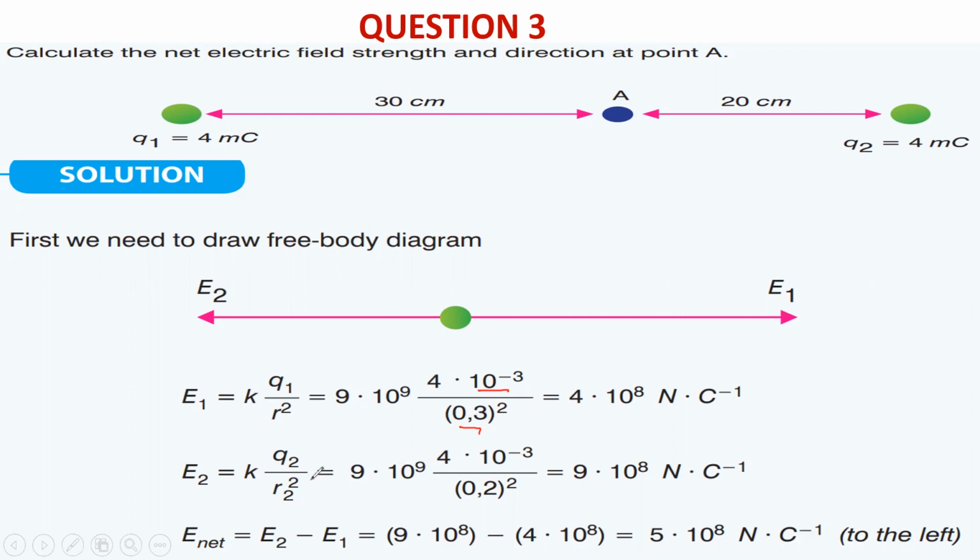And then what's next? We are calculating E2 with the same steps. Only the distance is different, 0.2 now. So E1 is equal to 4 times 10 to the power of 8 newtons per coulomb. This is the unit of electric field. And then E2 is equal to 9 times 10 to the power of 8. And the E net is equal to E2 minus E1. Why? Because E2 is stronger than E1, maybe in the drawing it doesn't look like that, but it's fine because we didn't use a scale. So E2 minus E1: 9 times 10 to the power of 8 minus 4 times 10 to the power of 8, is 5 times 10 to the power of 8, electric field to the left because E2 is more than E1.